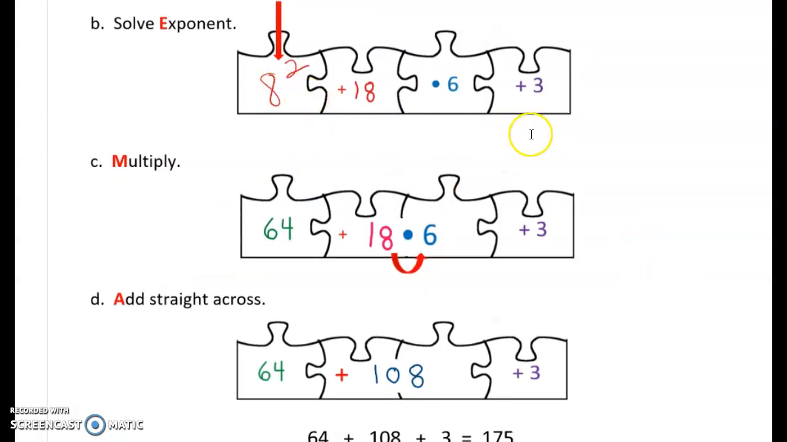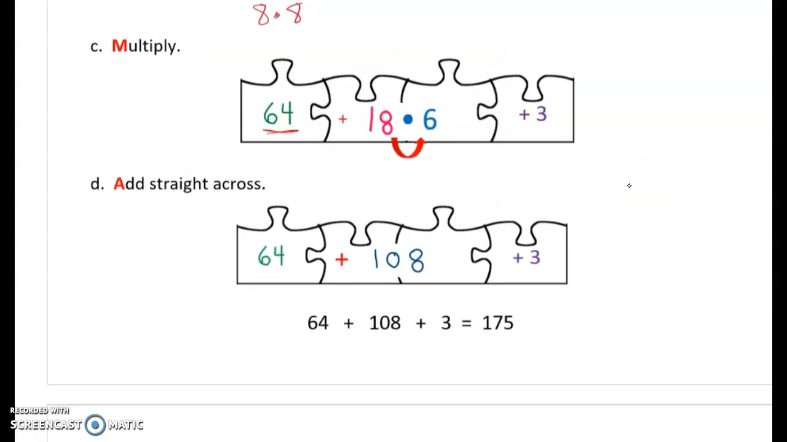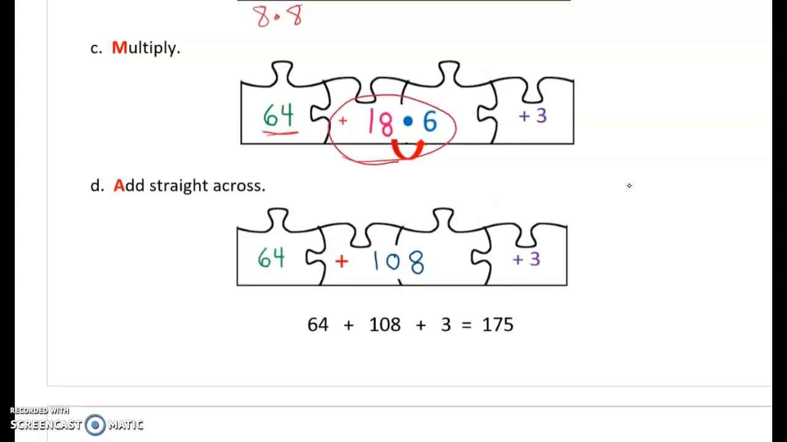And remember, it is not 8 times 2. It's 8 times 8. When I put that in my calculator, I get 64. So I'm going to bring down 64 right here. And I have plus 18 times 6 plus 3. Well, now I need to look at my multiplication. So I have 18 times 6, and if you put that in your calculator, you get 108.